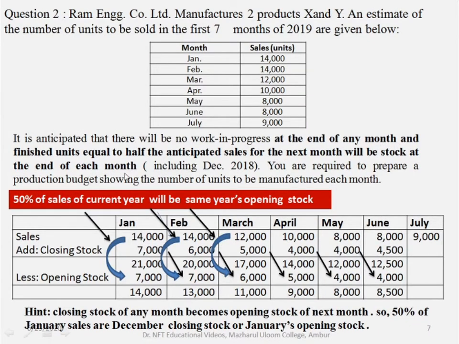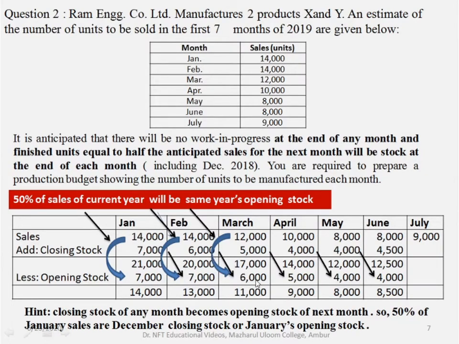Now, as far as opening stock is concerned, the closing stock of any month becomes the opening stock of the next month. The closing stock of the previous month will be the opening stock of the next month. So January's closing stock will be the opening stock of February. Again, February's closing stock is the opening stock of March. That's what is recorded here, 7,000.